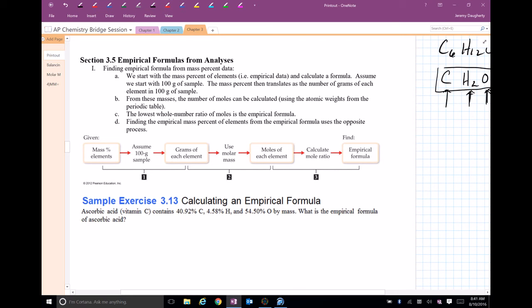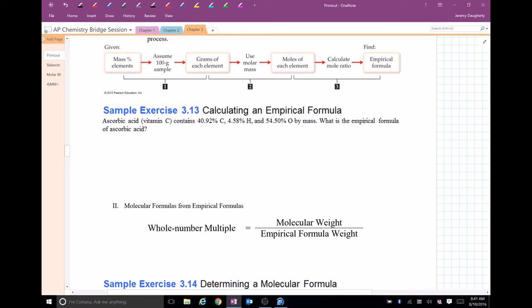So let's go ahead and take a look at one of these. Sample exercise 3.13. Ascorbic acid, which is vitamin C, contains 40.92% carbon, 4.58% hydrogen, and 54.50% oxygen by mass. What is the empirical formula? Okay, so let's go ahead and jot down what we have here.